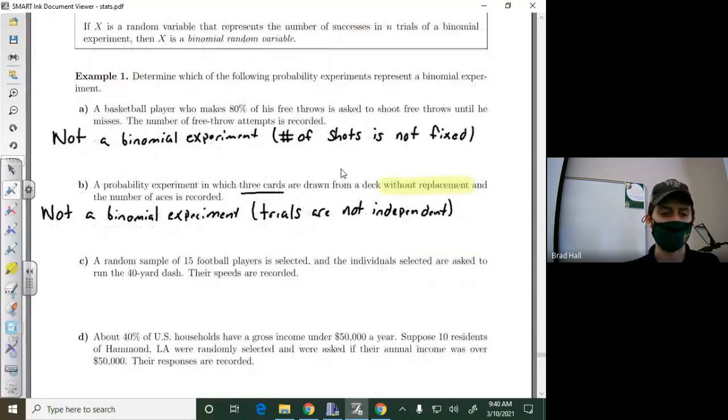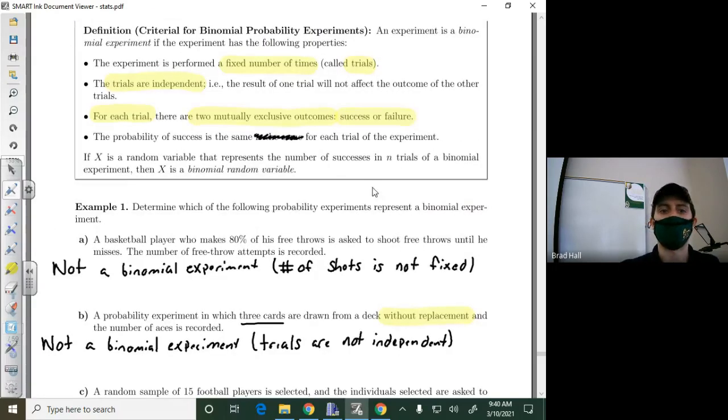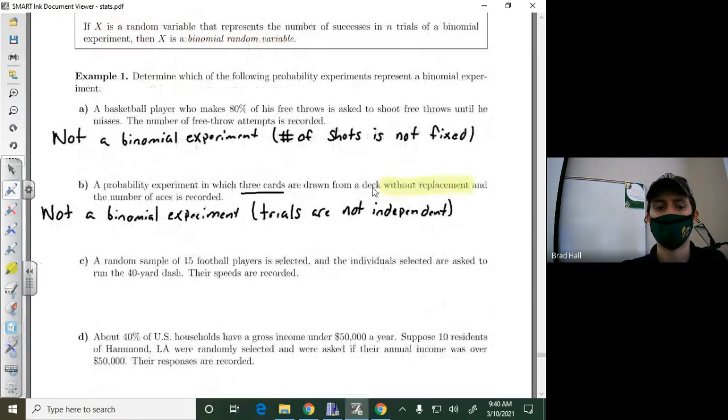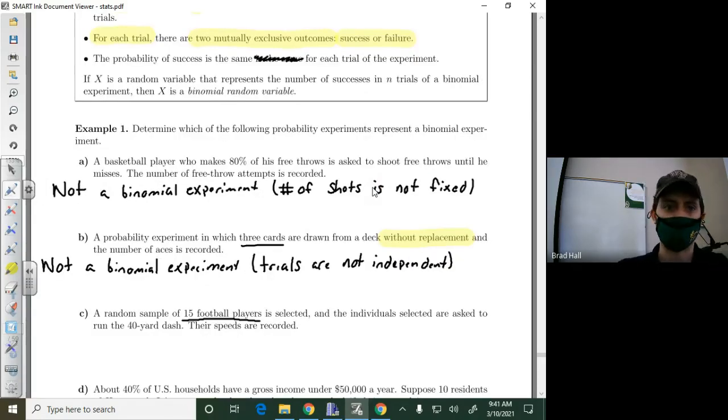All right, let's move on to part C. A random sample of 15 football players is selected. These individuals are asked to run the 40-yard dash, and their speeds are recorded. So the first question is, is this experiment performed a fixed number of times? Seems like it is. 15 players. So that's the number of times this experiment is run, 15 times. That's already established before the experiment starts, so that's good.